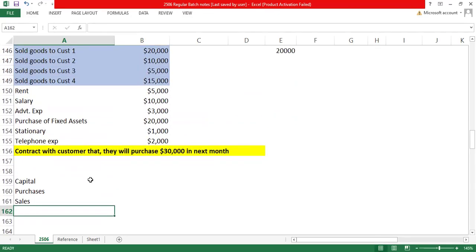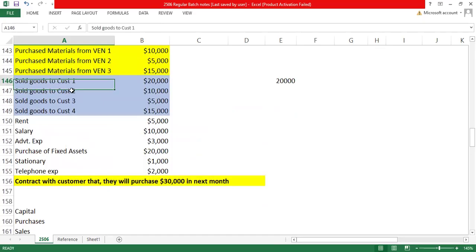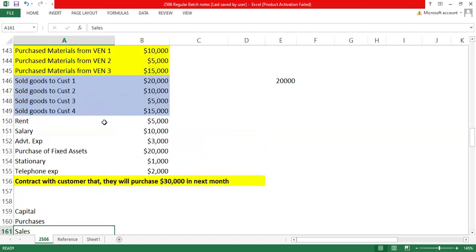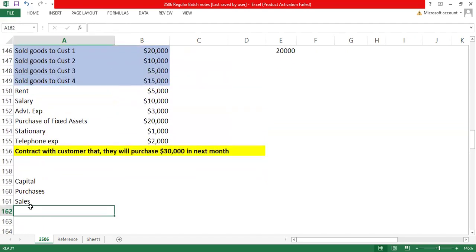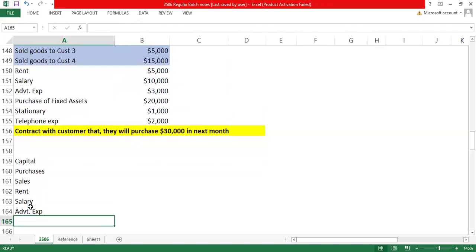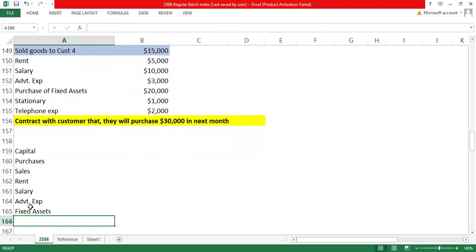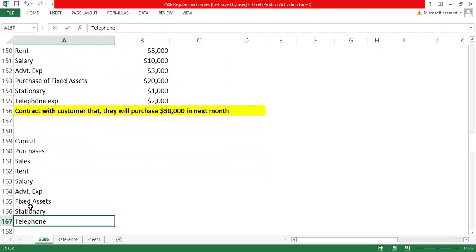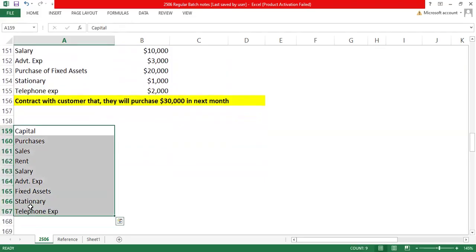Just one GL account here. And you will have multiple customers. Though you have multiple customers, you will have only one sales account put together. And rent, rent is another expense. You will have the rent, a salary and advertisement expenses, and fixed assets. Fixed assets, and you have stationery and telephone expenses. These are the total GL accounts which will have an impact.